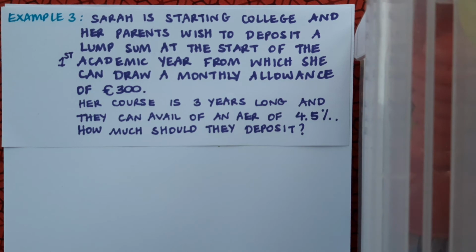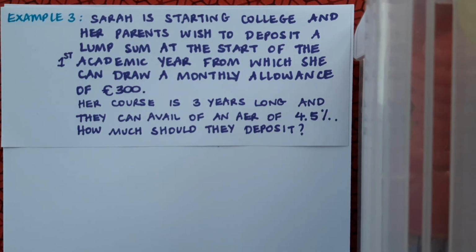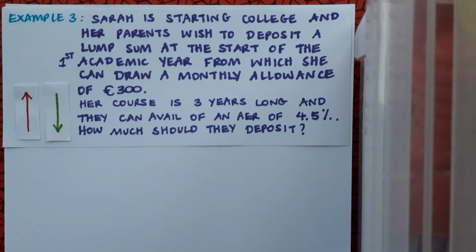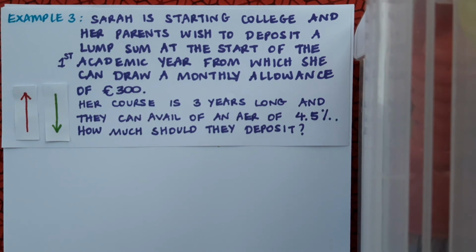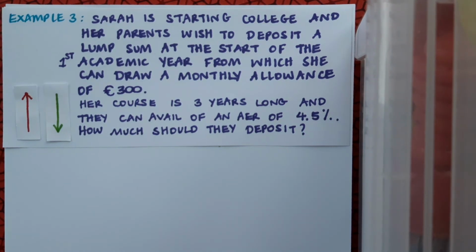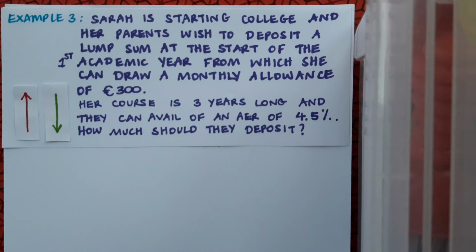So on a really basic level, what's happening? Well, Sarah's parents are depositing some money in the bank and it's going to start accruing interest or earning interest. So the value of their investment is going to increase. But then Sarah's going to come along each month and she's going to take out €300. So the value of the investment is going to decrease. So once I have this up-down thing going on, it's amortisation. Eventually the fund will run dry and they're planning for that to happen at the end of the 3 years. It's kind of the same idea as paying off your mortgage in full at the end of a term.